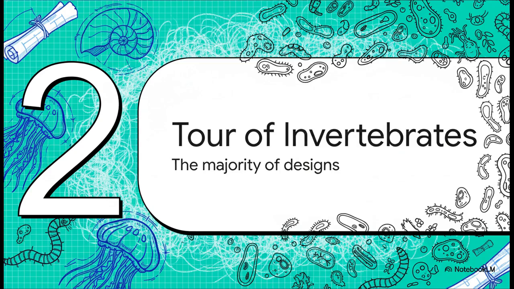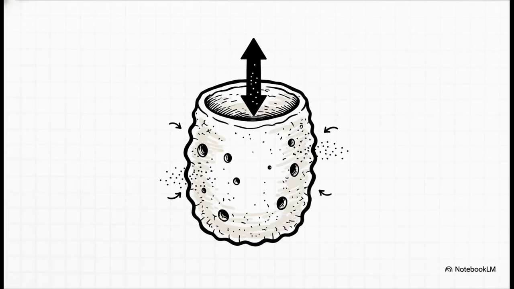All right, now that we've got the blueprints down, let's actually start our tour. And we're going to begin with the invertebrates, the animals without a backbone, which, by the way, make up something like 95% of all animal species on the entire planet. It's wild. Our very first stop is with the sponges, the phylum Porifera. Seriously, think of these guys as the simplest animal blueprint possible.